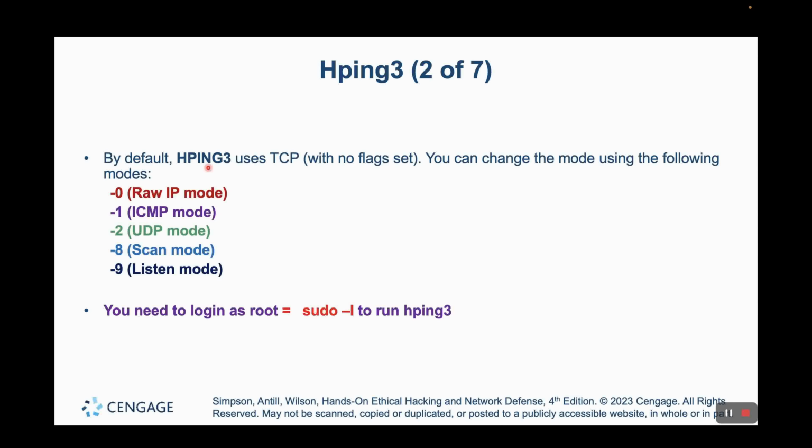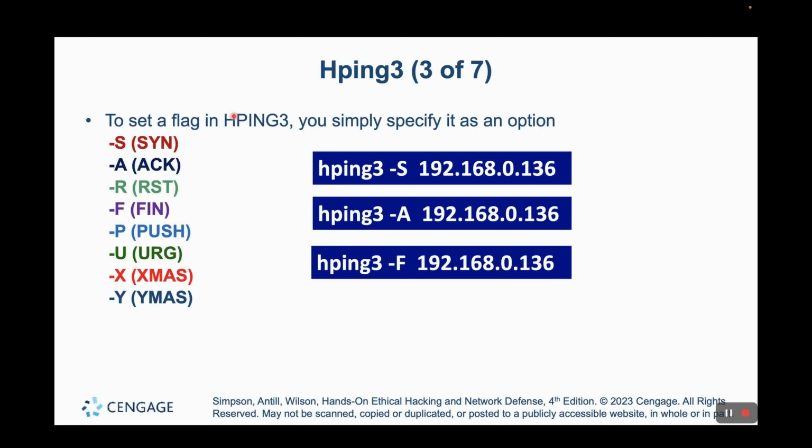Now, by default, hping3 uses TCP with no flags set. You can change the mode using the following options, for example: -0 raw IP mode, -1 ICMP mode, -2 UDP mode, -8 scan mode, -9 listen mode. Okay, just make sure you type sudo -r or log in as root from the beginning to use hping3 in Kali Linux.